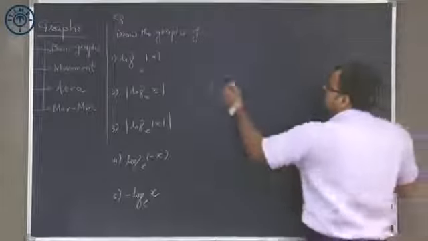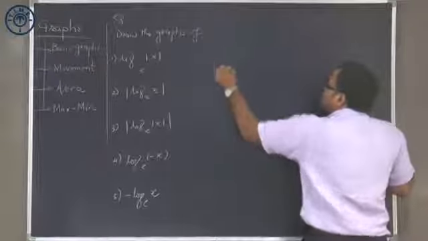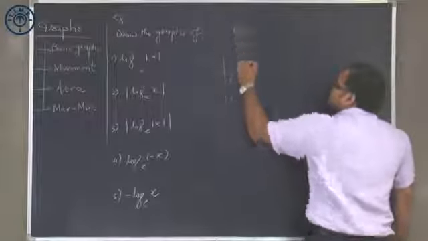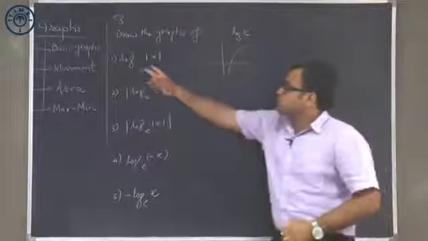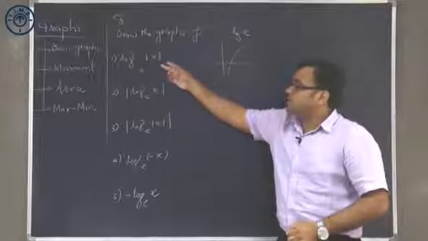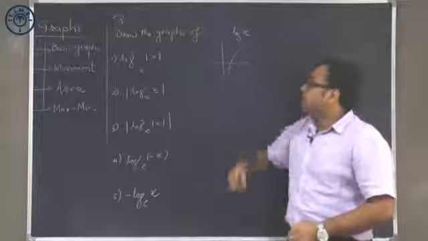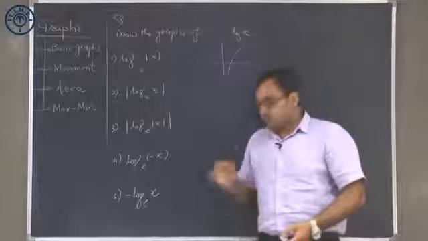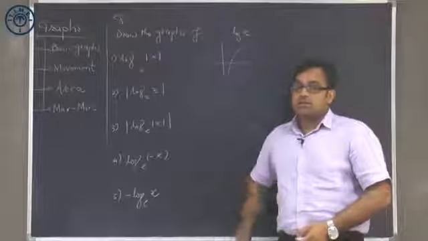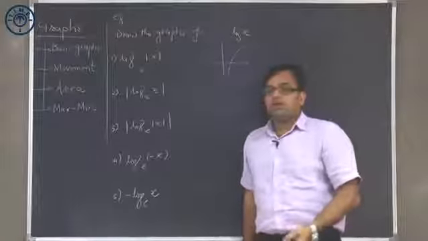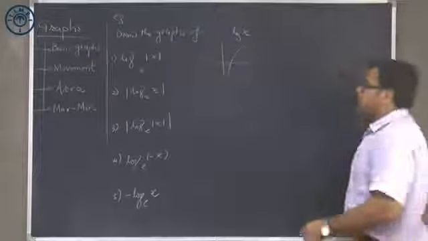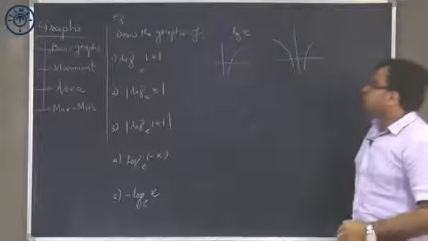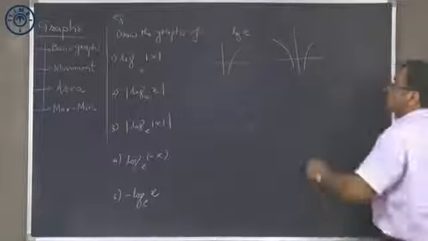First things first, what is the graph of log of x? Log of x is like this. Once we have the log of x, the first one is log of mod of x. If I have the log of mod of x, this means that even for negative values of x, the mod of x will be positive, which means that the graph will be defined. So even for negative values of x, we would be able to replicate the graph. So this will become something like this. So this will be the graph of log to the base e of mod of x.